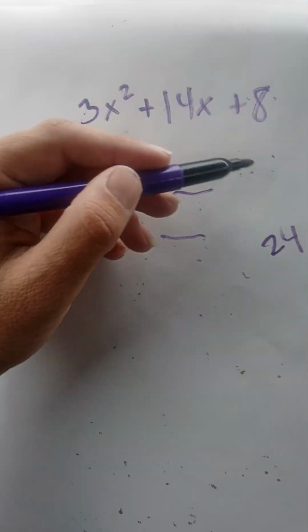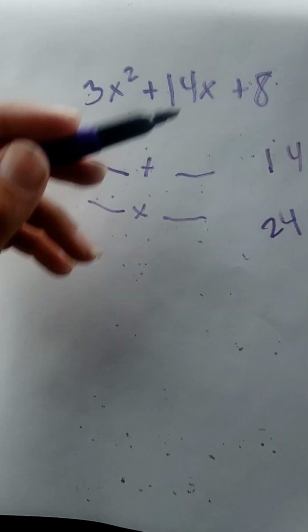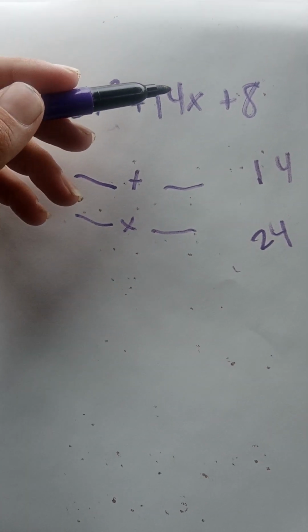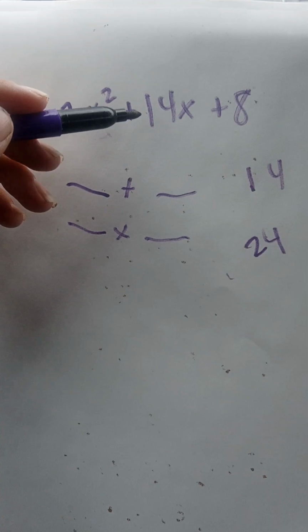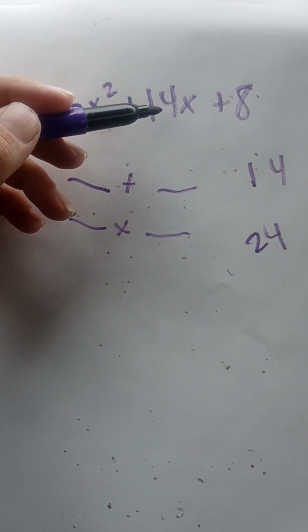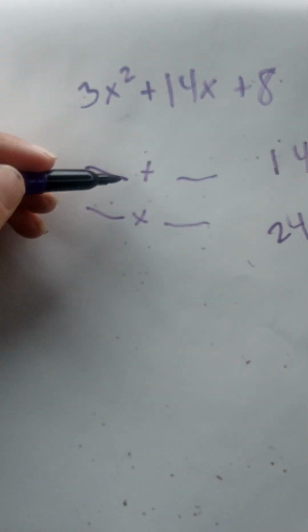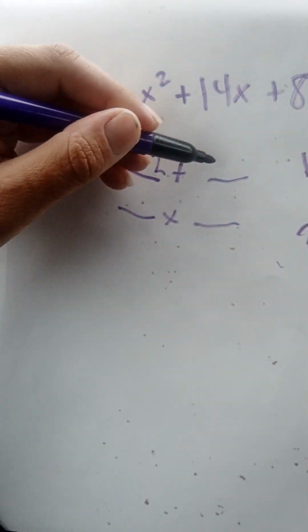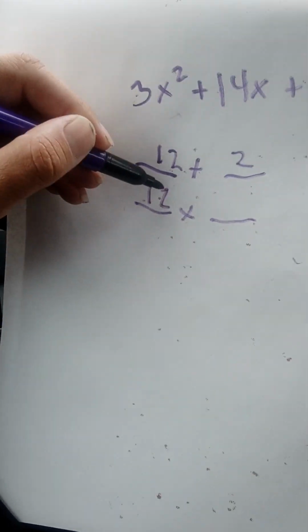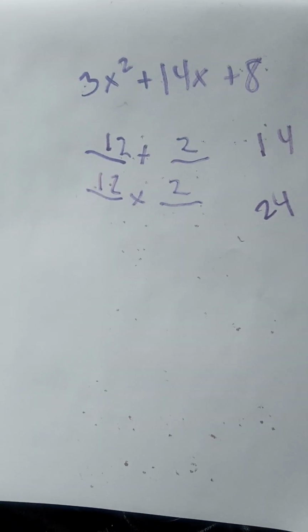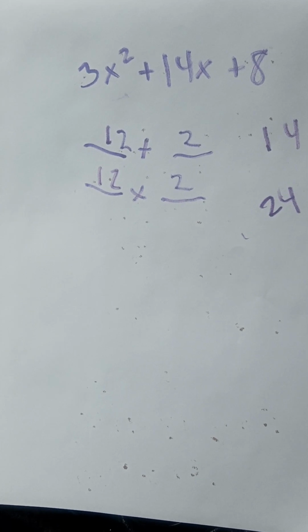The inside number, you just drop it down right there, because this is a number that's all by itself. So you just say, what is an inside sum of 14? What two numbers add to 14, but also, those same numbers multiply to 24? We're going to find out that 12 and 2 is the answer. 12 plus 2 is 14, and 12 times 2 is 24.